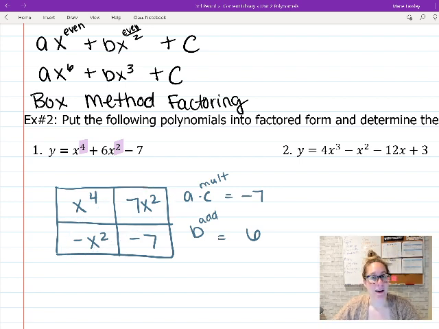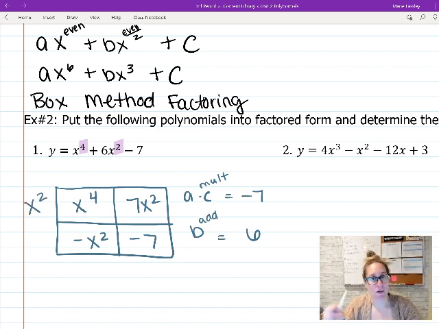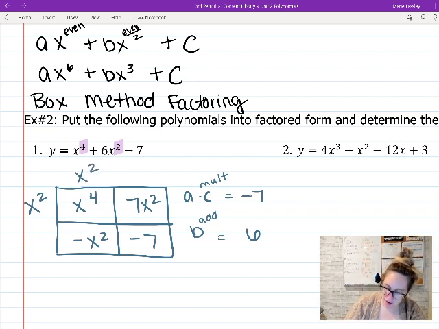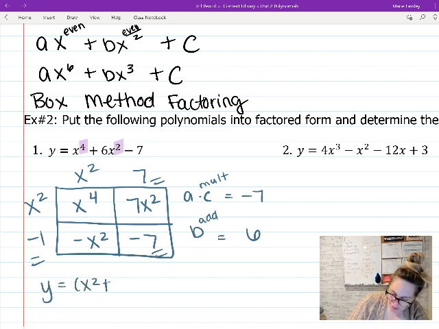Okay, so again, just like normal factoring, I'm going to go ahead and pull a GCF out of that top row. So x to the fourth and 7x squared, they have x squared in common. So I'm going to pull out an x squared. And now I'm going to do like reverse multiplying. So x squared times x squared gives me x to the fourth. And x squared times 7 gives me 7x squared. Now I go down, x squared times negative 1 will give me negative x squared. And to double check, negative 1 times 7 does equal negative 7. So guess what? I factored correctly. So I now have y equals x squared plus 7 times x squared minus 1.